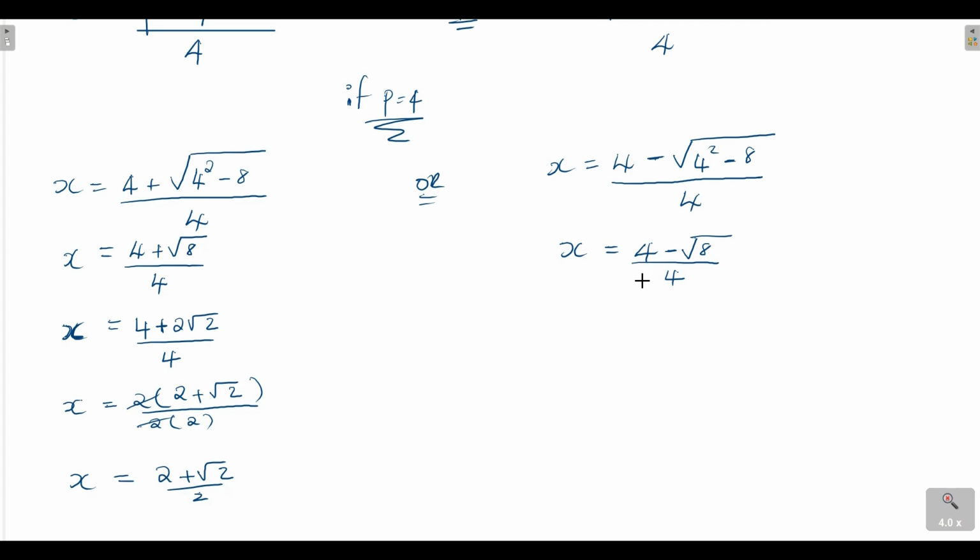That's your final answer. We're going to do the same thing here. x is equal to 4 minus the square root of 8, which is 2 square root 2, over 4. If you take out a common factor of 2, because 2 is common at the top and at the bottom, you'll be left with 2 minus square root 2 over 2 times 2. 2 divided by 2 is 1. Final answer is 2 minus square root 2 all over 2.